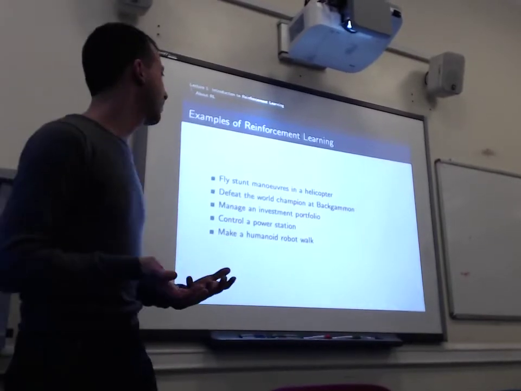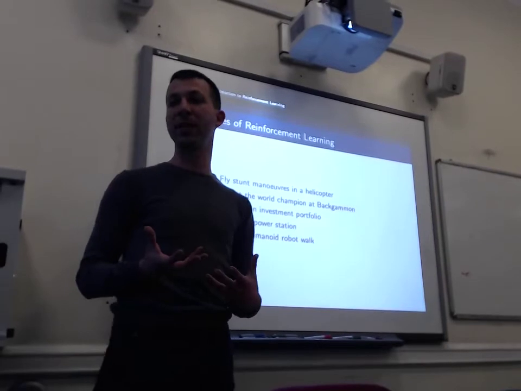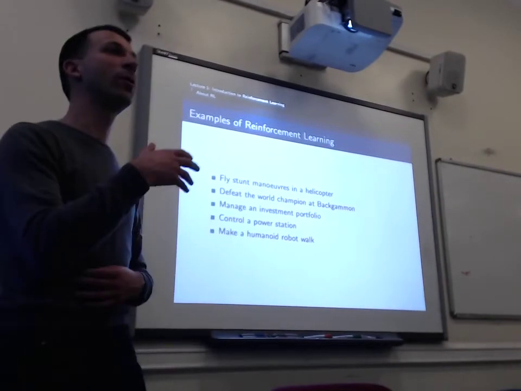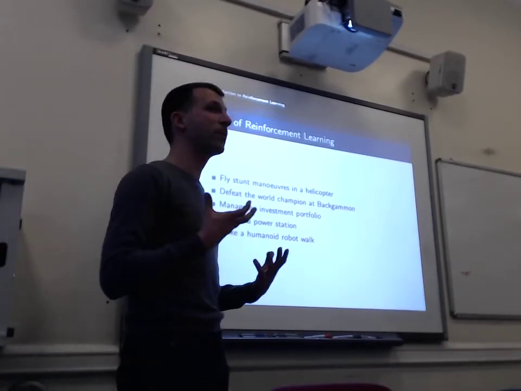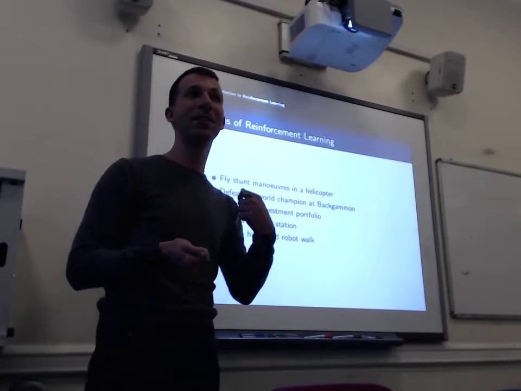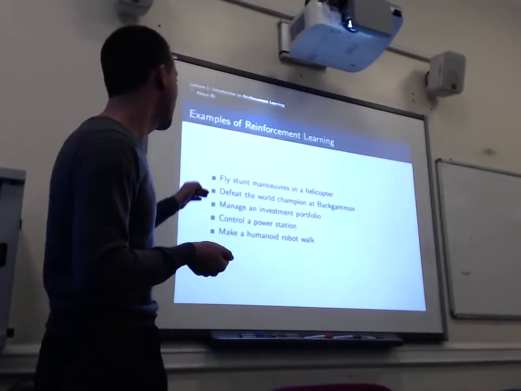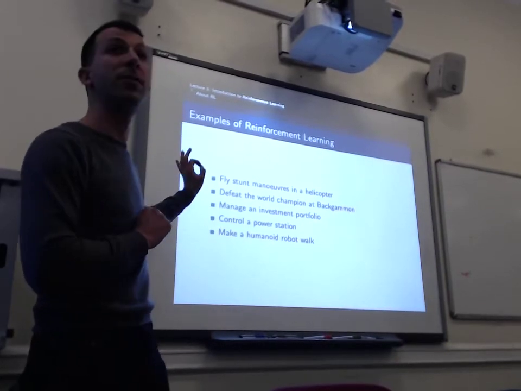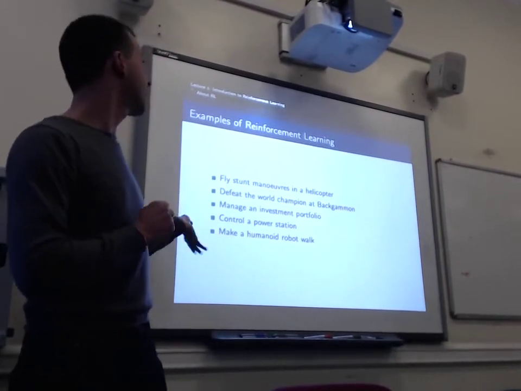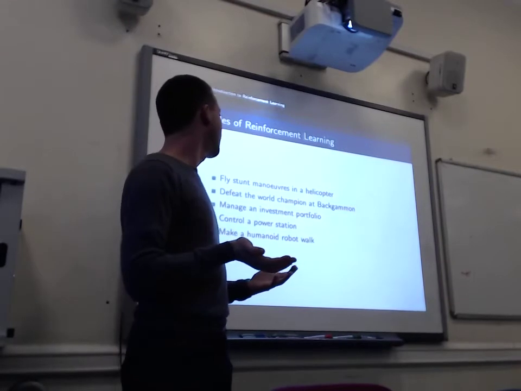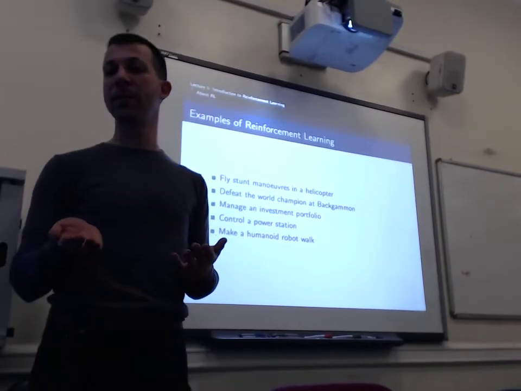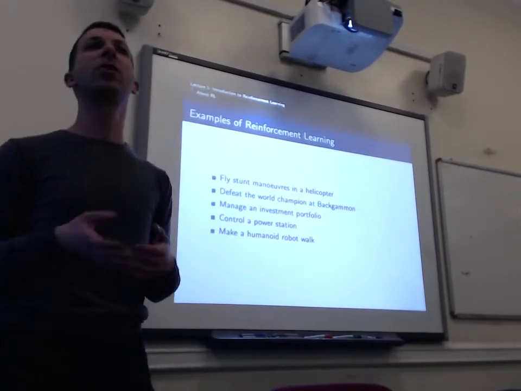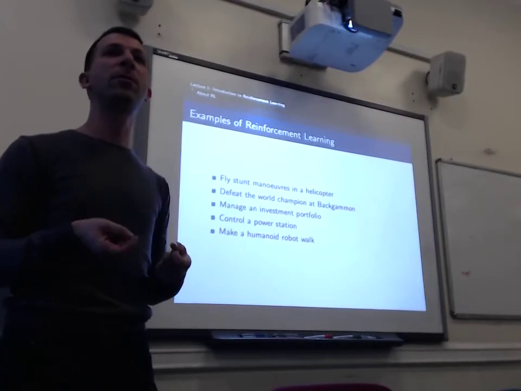And what would examples of this be? I think it really helps to get some real-world examples to make this all concrete. These are real-world examples which are very much based on the ideas that we'll learn in this course. So if you sit through the whole course, you'll have a pretty good idea of how each of these different ideas was actually done. These are examples of things which have actually been done using reinforcement learning: flying stunt maneuvers in a helicopter, defeating the world champion at a game of backgammon, managing an investment portfolio, controlling a power station, or making a humanoid robot walk.